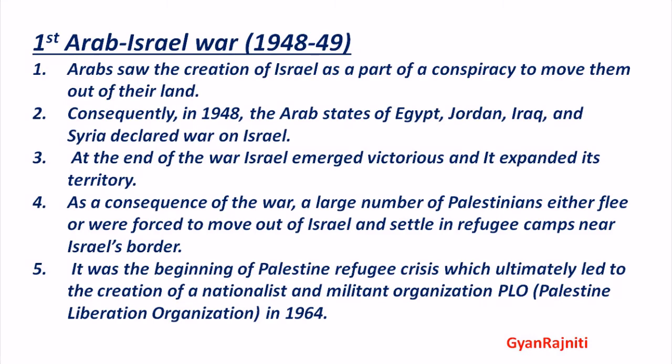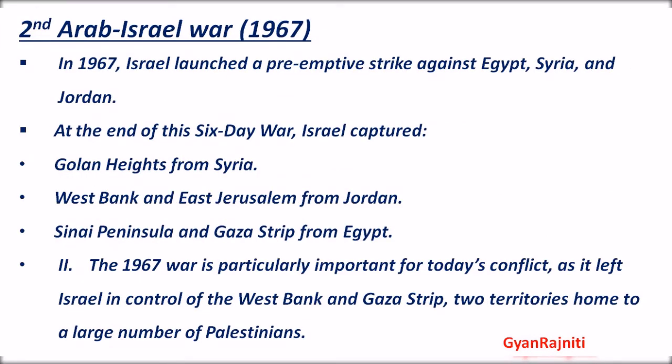Now about the Second Arab-Israel War, 1967. In 1967, Israel launched a preemptive strike against Egypt, Syria, and Jordan. At the end of this six-day war, Israel captured the Golan Heights from Syria, the West Bank and East Jerusalem from Jordan, and the Sinai Peninsula and Gaza Strip from Egypt. The 1967 war is particularly important for today's conflict as it left Israel in control of the West Bank and Gaza Strip, two territories home to a large number of Palestinians.